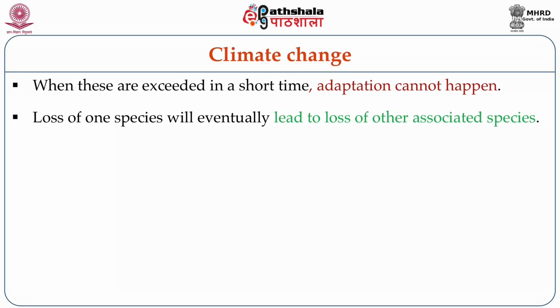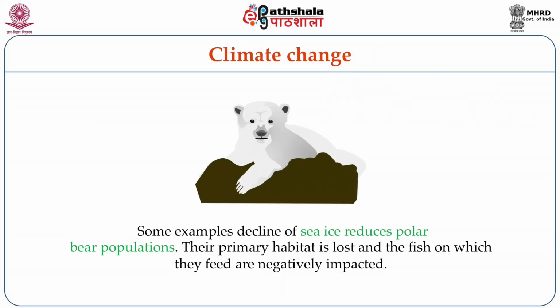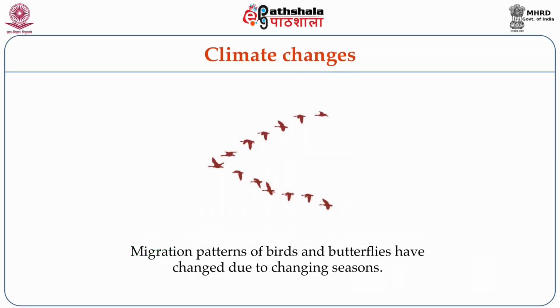One species of amphibian, the golden toad, is already believed to be extinct as a result of climate change. Decline of sea ice reduces polar bear population. Their primary habitat is lost. The fish on which they feed are also changed. Migration patterns of birds and butterflies have changed due to changing seasons.